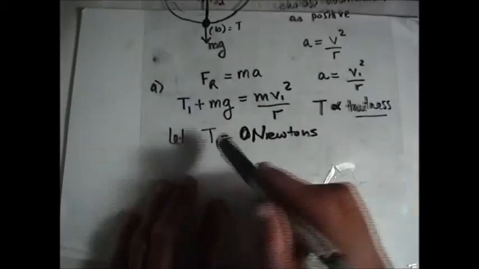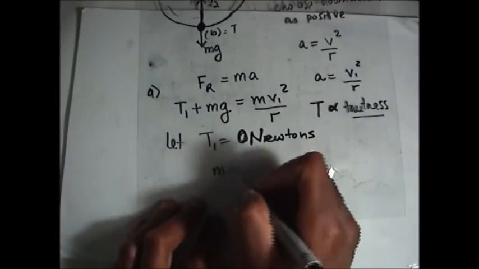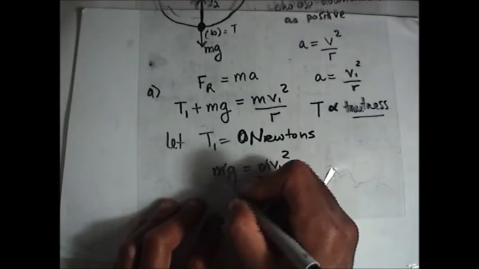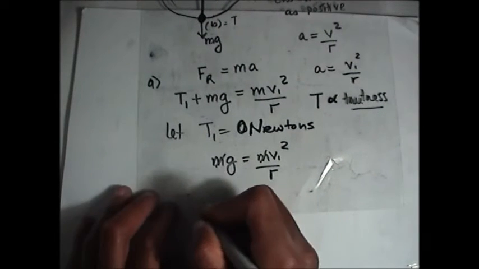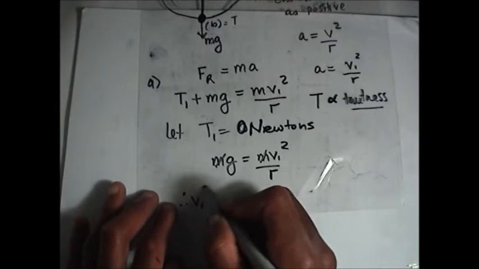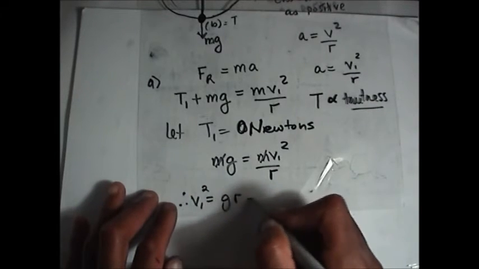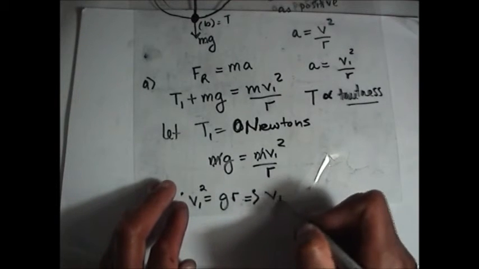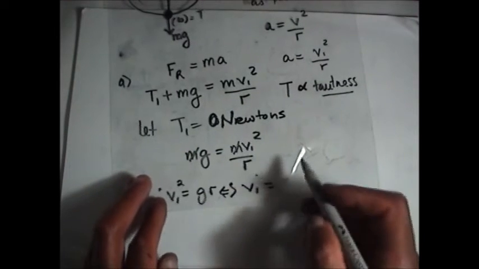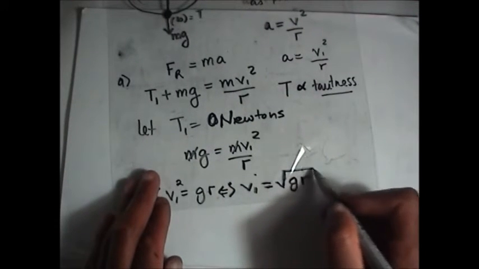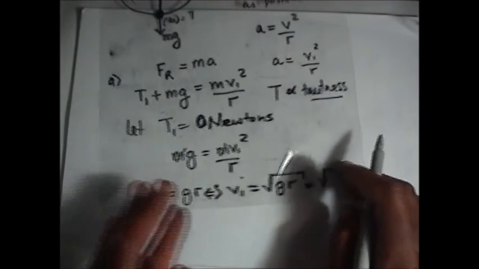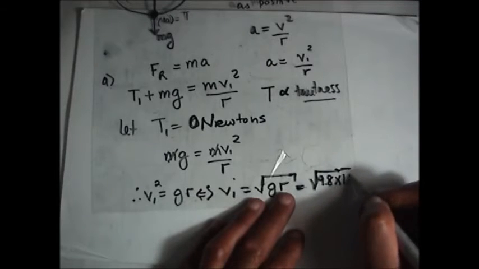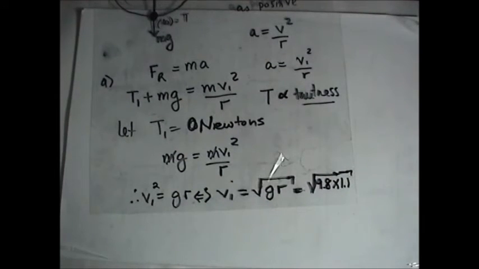But when T1 is equal to 0 newtons, this is 0. So my mg is equal to mv1 squared over r. These m's can cancel, using algebra. Therefore, v1 squared will be equal to gr, which implies that v1 is the square root of gr. G, if we use 9.8, multiplied by the radius, we're told that it's 1.1 meters.